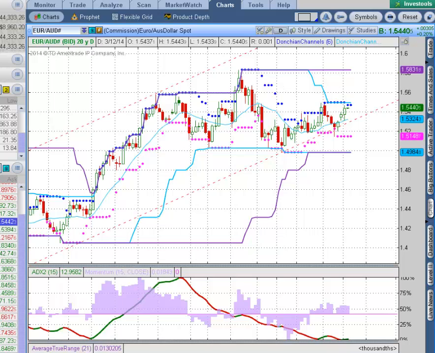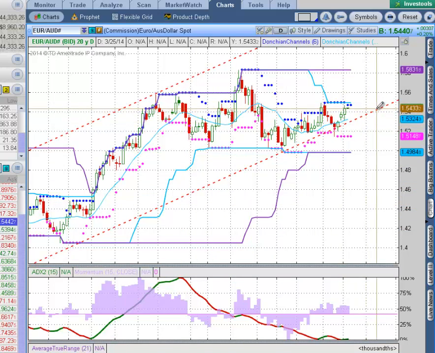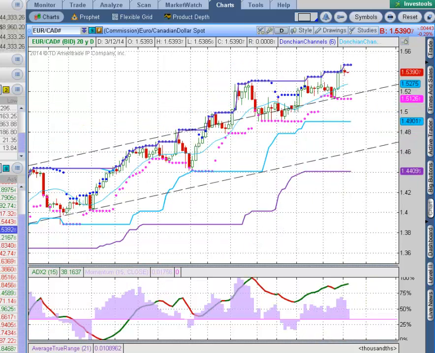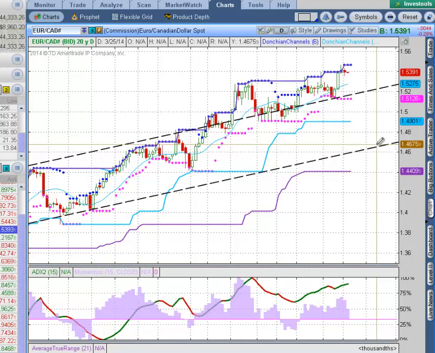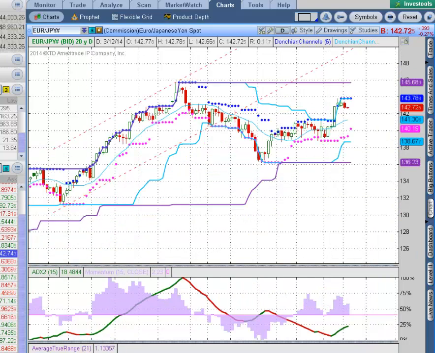Here's the Euro-Aussie dollar. This is in the medium-term uptrend channel. Here's the Euro-Canadian dollar. We have here a longer-term uptrend channel. And here's the Euro-Yen. Price seems to be moving sideways in this channel.